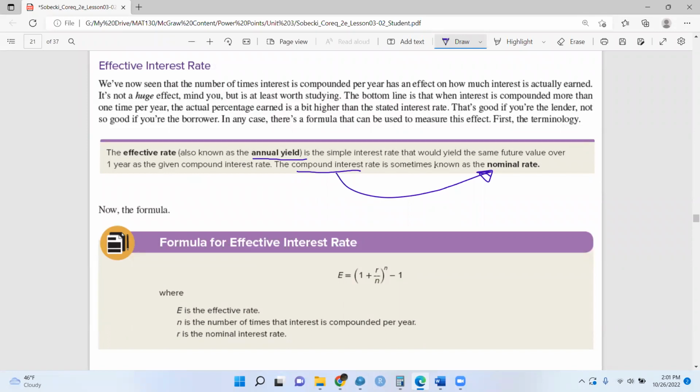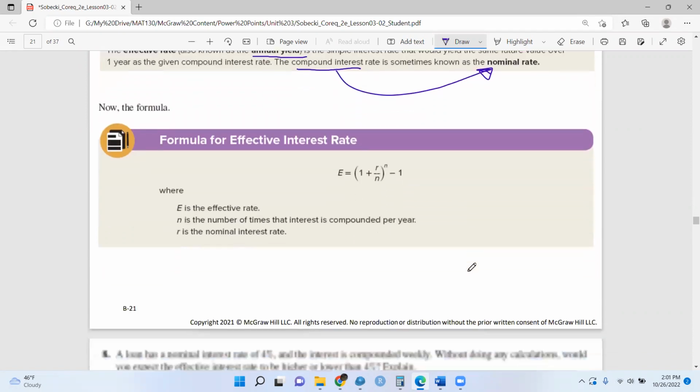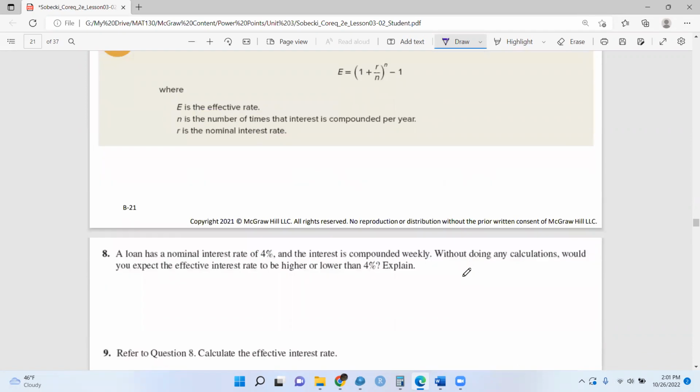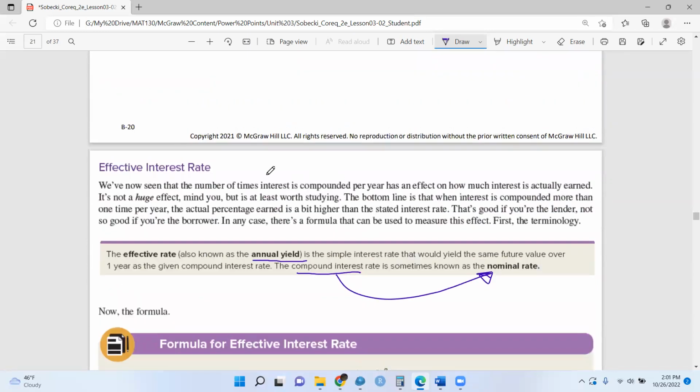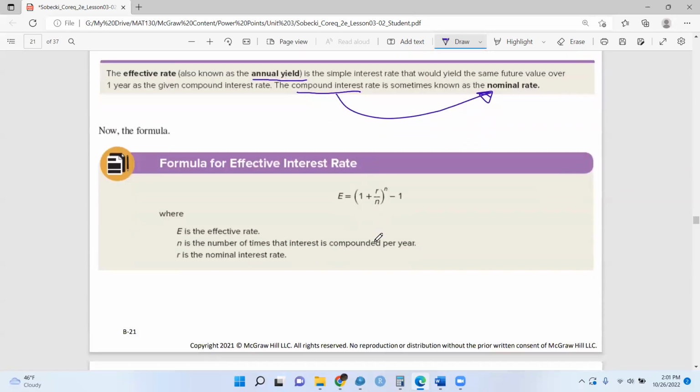Right? So here's the formula. It's just 1 plus r over n to the n power, minus 1, and that allows us to calculate or to compare interest rates directly. So here we've got a loan that has a nominal interest rate of 4%, and the interest is compounded weekly. Would you expect the effective interest rate to be higher or lower than 4%? I would expect it to be higher, right? We know it's going to be higher because the more often we compound, the more we earn.